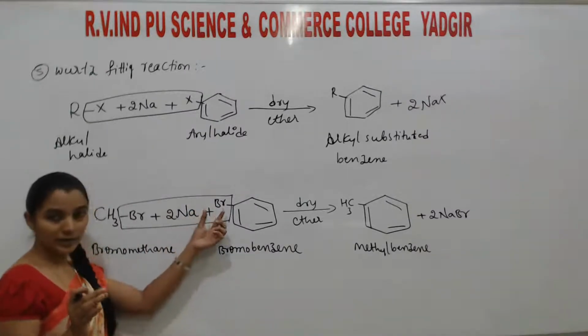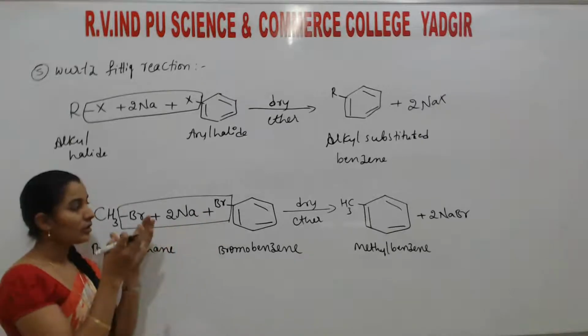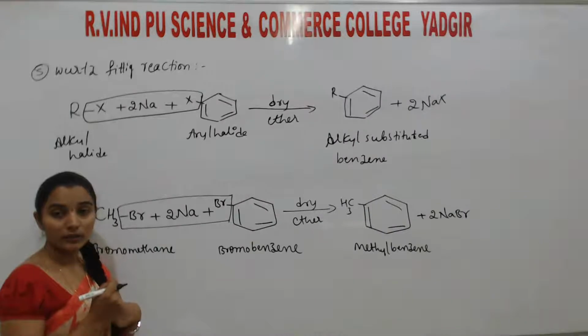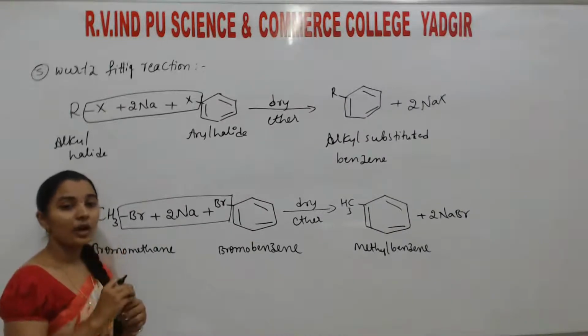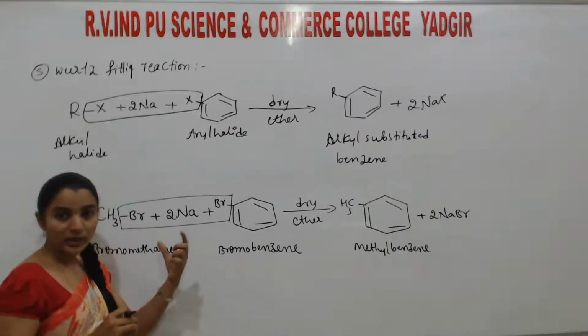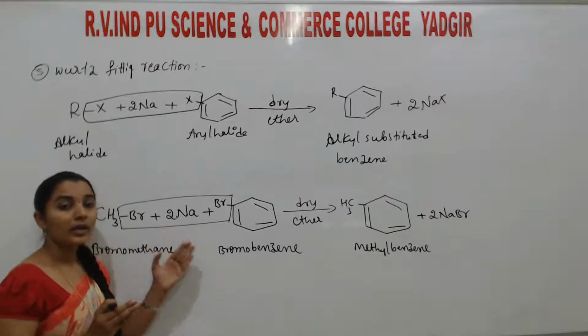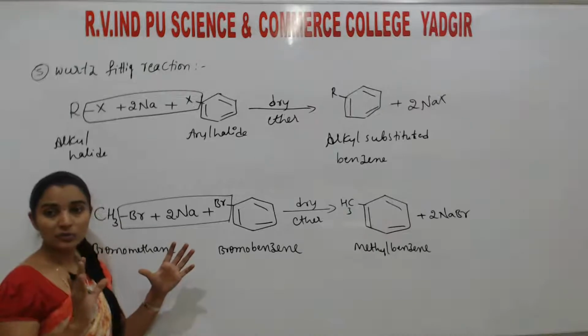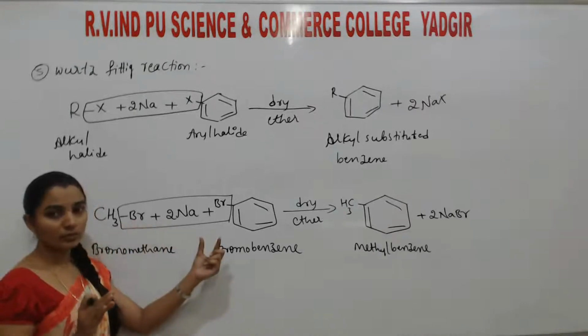If the alkyl halides are different, as I told you, the bromine, chlorine, iodine have different reactivity. So that reactivity order affects the reaction. That's why they prefer identical alkyl or aryl compounds in the reaction, halogen atoms especially, not the R group.